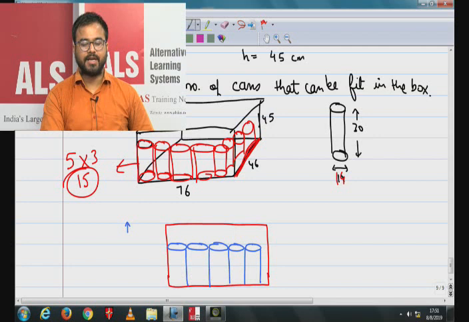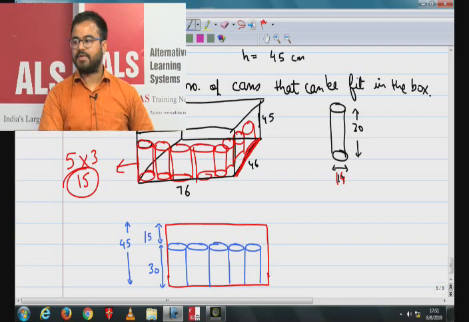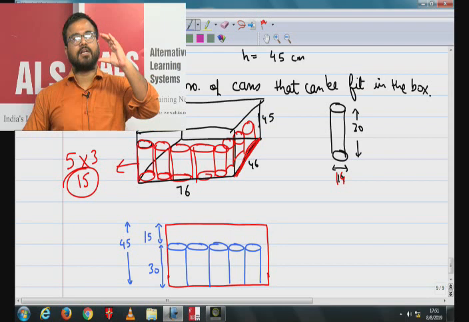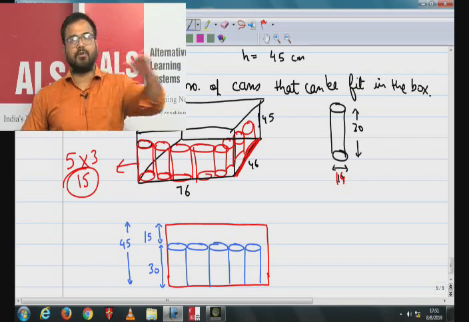The total height of the box was 45 and the height of the can is 30. So still we have 15 centimeter left, right? That 15 centimeter on the top is left in the box.